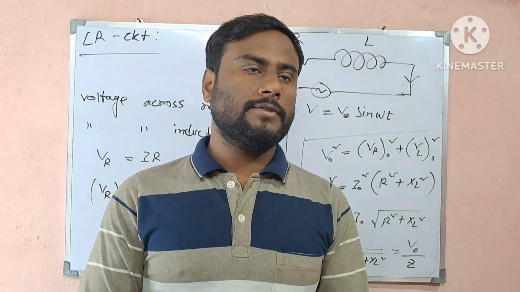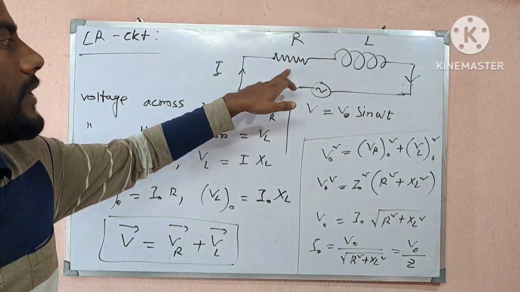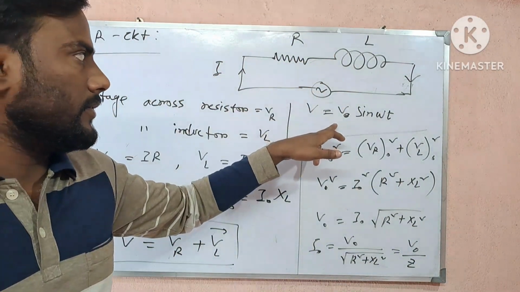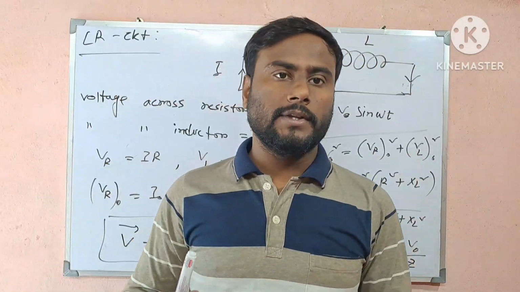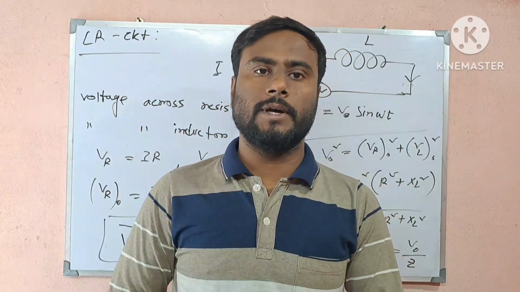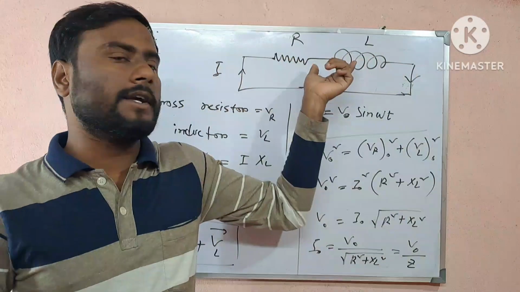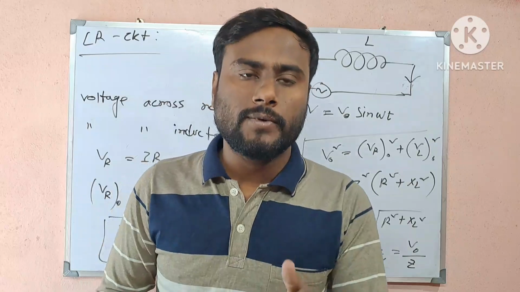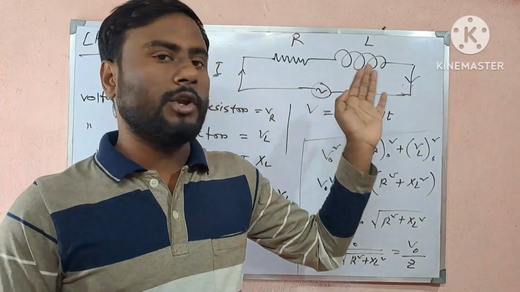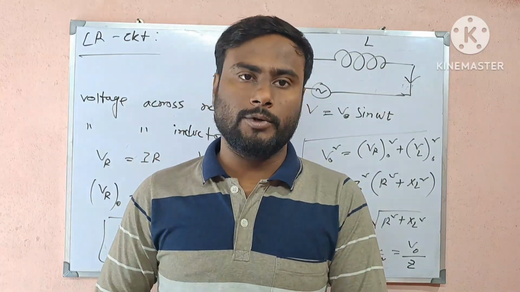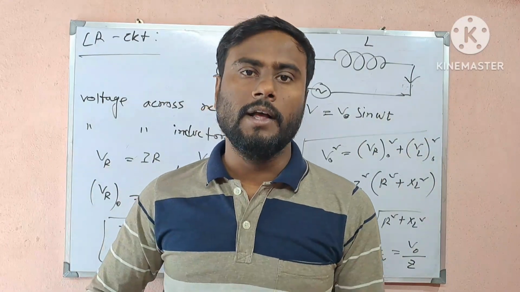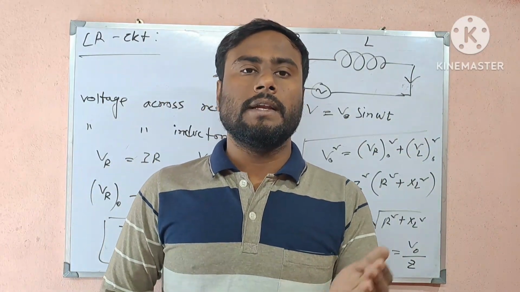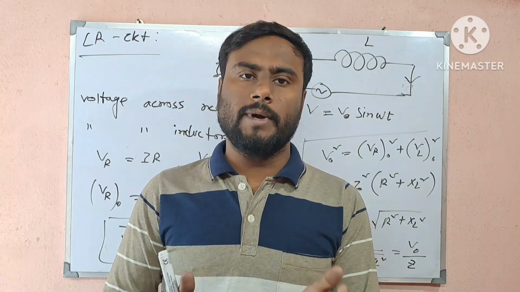Now let's analyze this circuit. If only resistor is present, then current and voltage are in same phase. If only inductor is present, then current is lagged behind voltage by pi by 2. But now here simultaneously they present. So what will happen? Current will not be in the same phase of voltage, or current will not lag behind voltage by pi by 2. Why? Because they simultaneously present now. That is why here current will be lagged behind voltage for some angle phi.